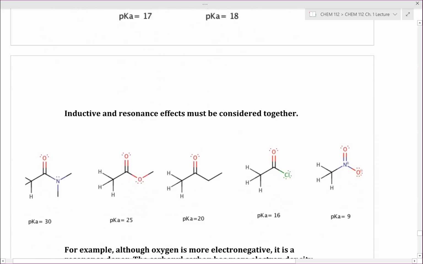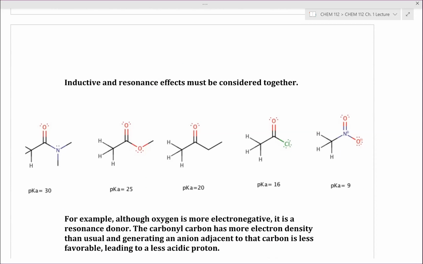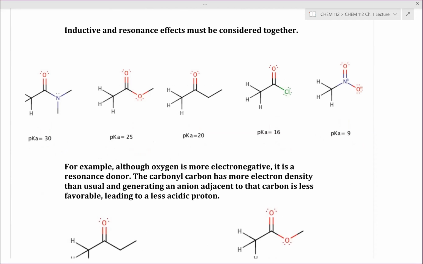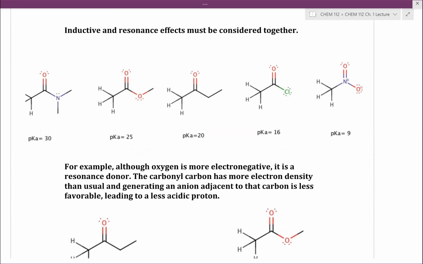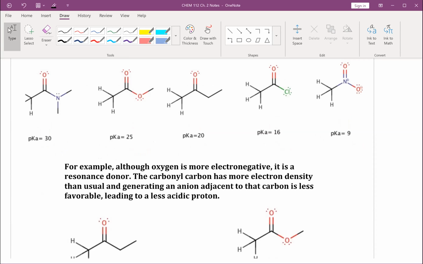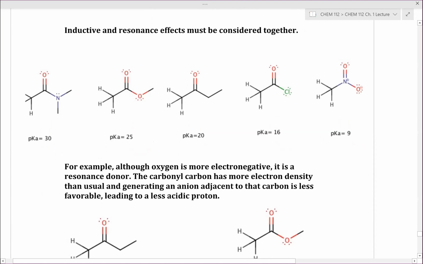Okay, let's keep going. Let's talk about a very interesting system that requires us to consider the combination of inductive and resonance effects together. In this case, we're looking at an alpha proton series where we're comparing the alpha proton of a range of different carbonyl-like substituents. These are some common pKa values that I want you to be familiar with and able to rationalize.